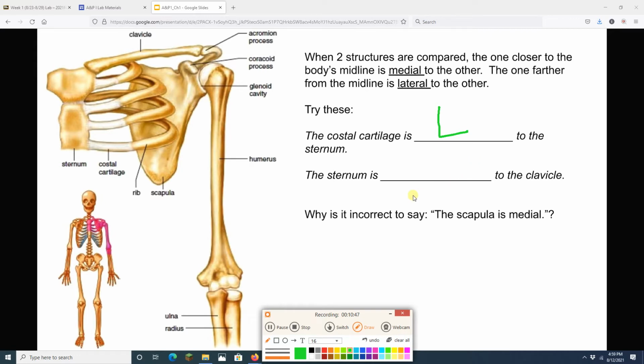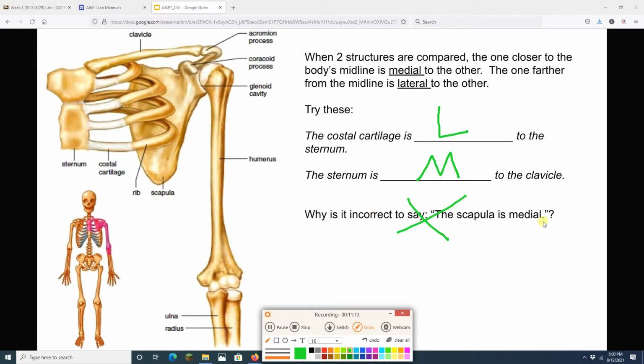All right, so now you do the next one. The sternum is blank to the clavicle. So again, giving you 1-2 seconds, and hopefully your answer was medial, because the sternum is more in the middle compared to the clavicle. Now, similar question to the one we had on the last slide. We're not going to say the scapula is medial.